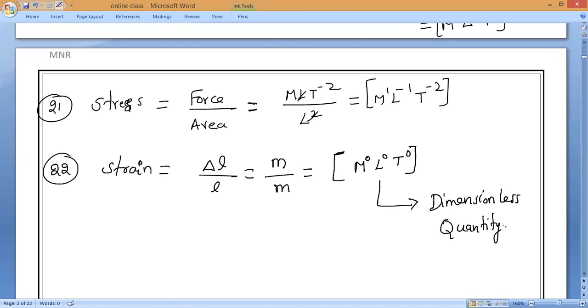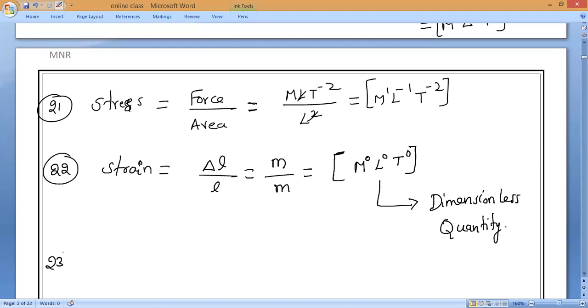Suppose I take refractive index, do you remember refractive index? The refractive index we represent with eta or mu. That will also be a dimensionless quantity. Let us see how we will solve it by that time.